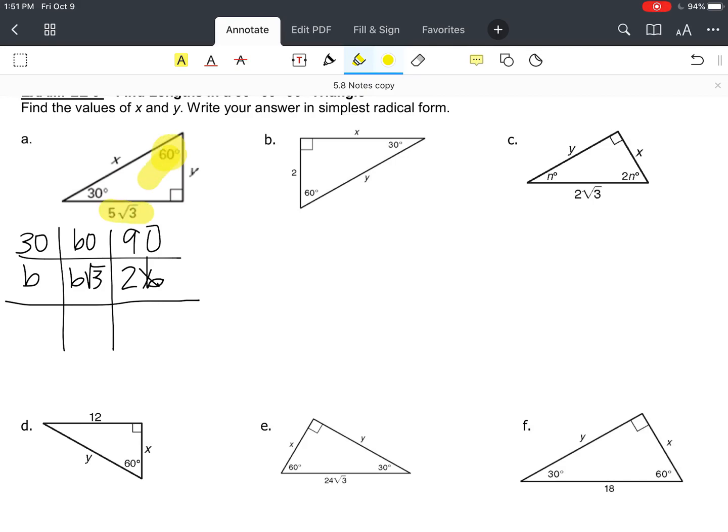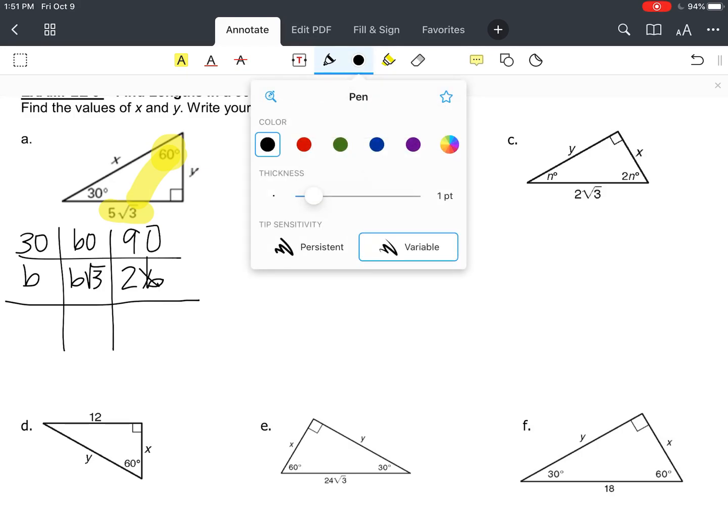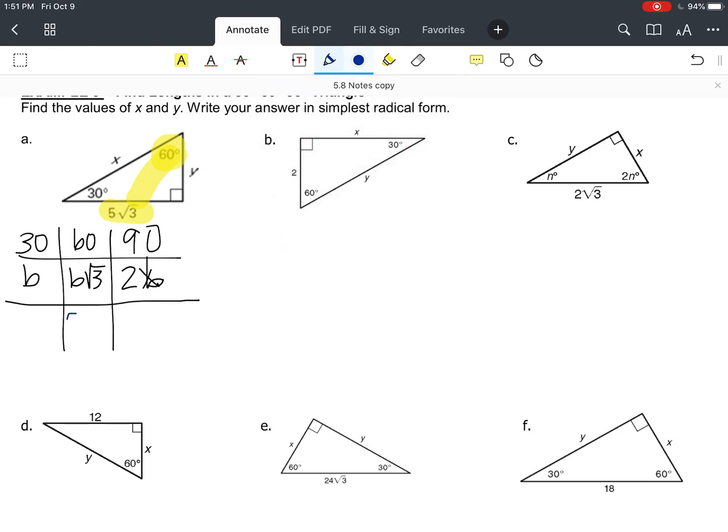We're going to be finding both X and Y in my chart, but let's see what they told me. They told me 5 root 3, that's a side. It's opposite 60 degrees. So that means underneath 60 in my chart, I'm going to write 5 root 3. This means B root 3 is equal to 5 root 3. I need to get B by itself, and this is being multiplied, so to undo multiplication, I'm going to divide. So I'm dividing both sides by root 3. It'll cancel for both, and I'm going to get that B is 5. So I can go ahead and put 5 in under B.